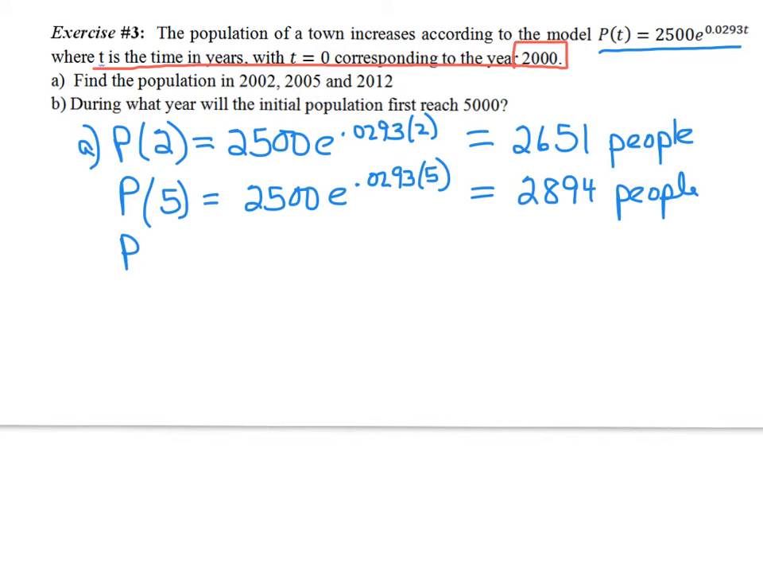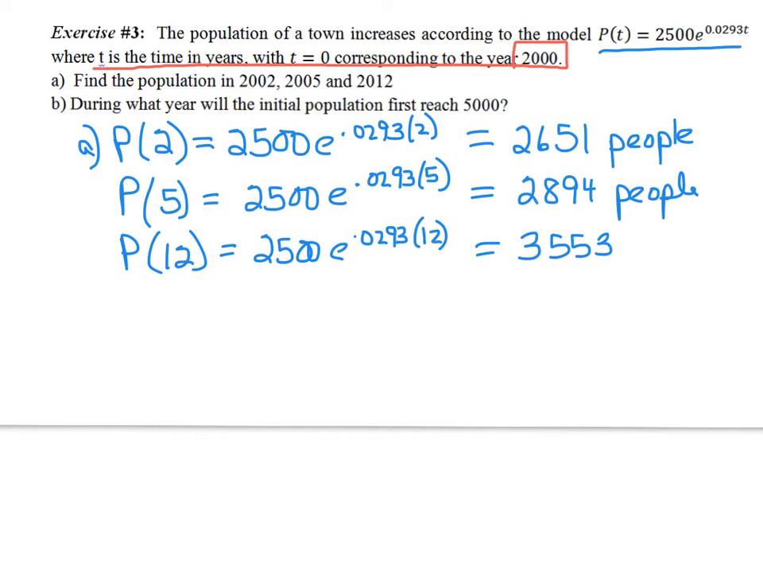Finish this part off with the year 2012, so that means I want P of 12. So 2,500 e to the 0.0293 times 12. And again, on the table of values, I don't even need to enter this equation into my calculator because I've already put it into y1, and I see that I've got 3,553 people.